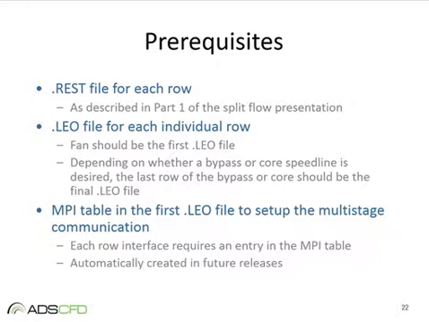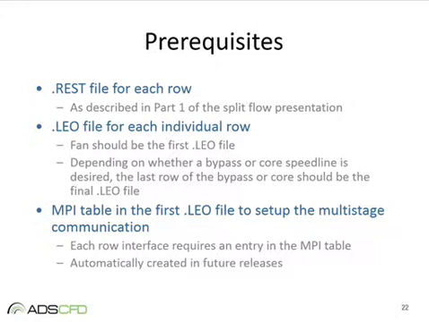So to run a split flow simulation, the first thing that we need are restart files, or a mesh, for each row that we intend to simulate. The generation of these is described in part 1 of our split flow setup guide. The second part is that a .leo file is required for each individual row that we intend to run. Specifically, the fan should always be the first .leo file that we specify. And then, depending on whether or not we want to run a bypass or a core speed line using the workbench, the last row should be defined as either the bypass or the core, respectively.